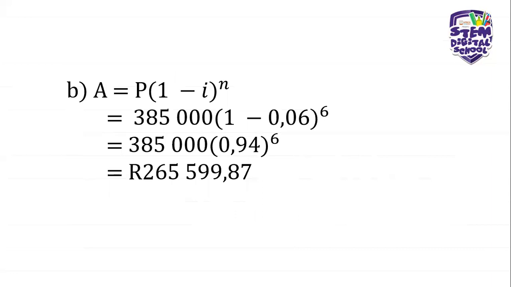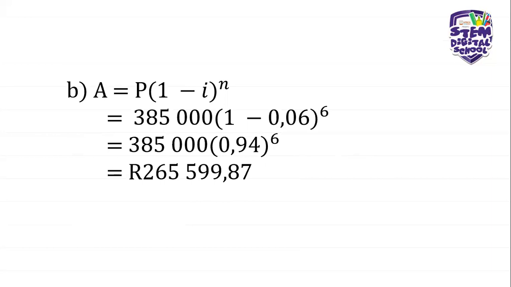And once again, we use the same interest, in this case 6%, and of course 1 minus 0.06 will give you 0.94, and of course 0.94 to the power of 6 multiplied by 385,000 rands will lead to 265,599 rands and 87 cents. Now, these are the two important values of depreciation.